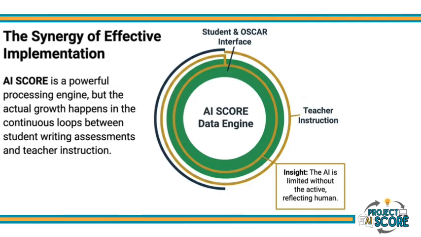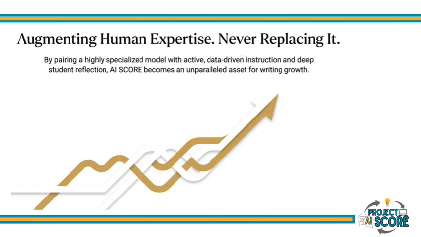Effective implementation of any AI, but particularly AI Score, is reliant on an actively engaged teacher who is consistently reflecting on their tool use and modeling these behaviors for their students. By pairing our highly trained, specialized model with active teacher data-driven instruction and student reflection, we ensure that AI Score serves as an incredibly effective asset for writing growth.